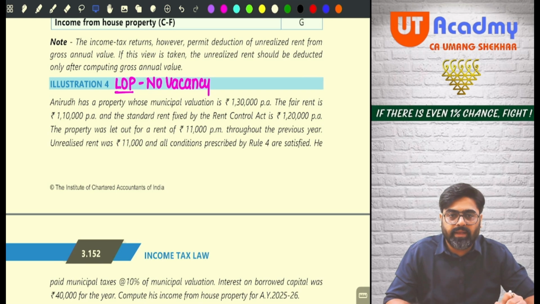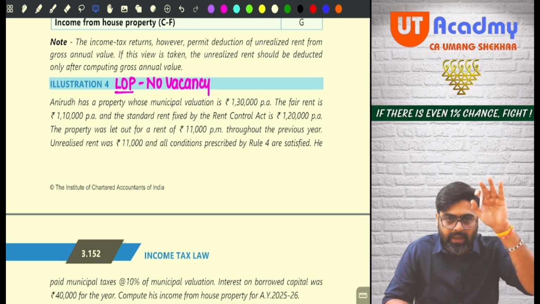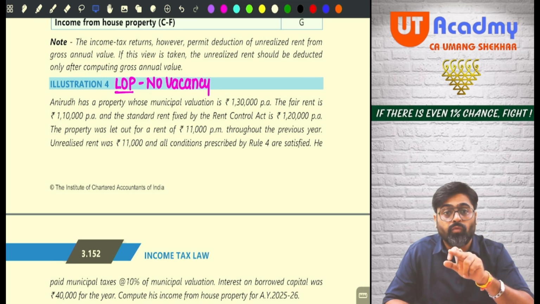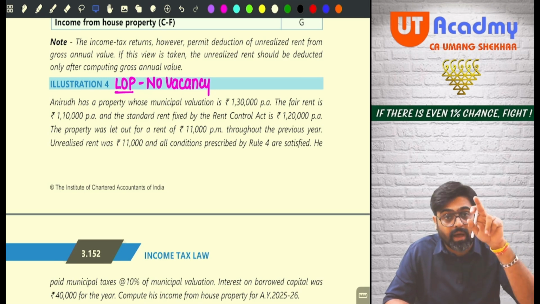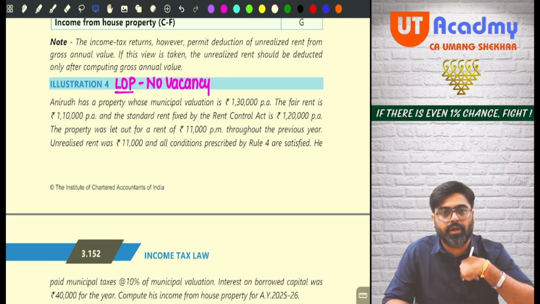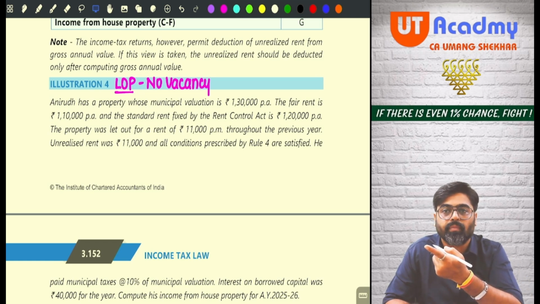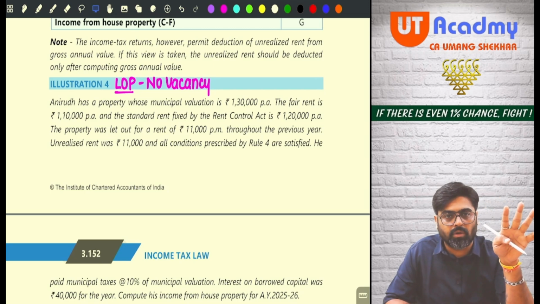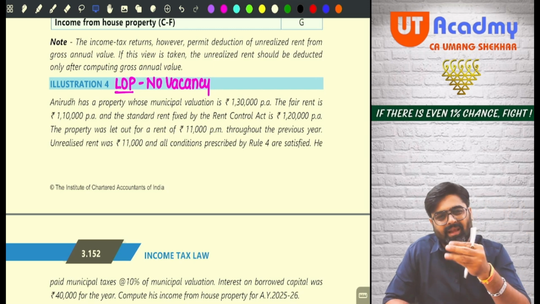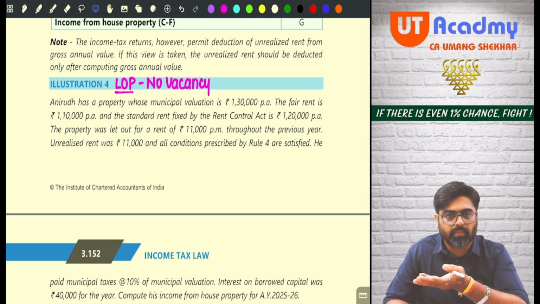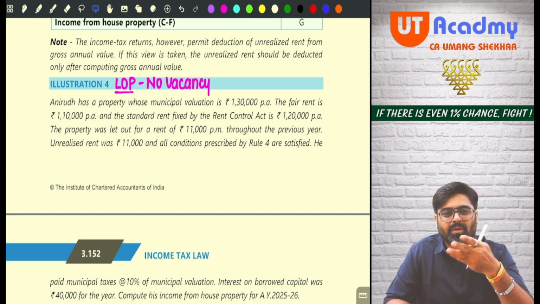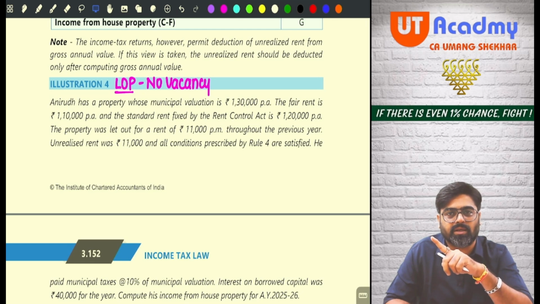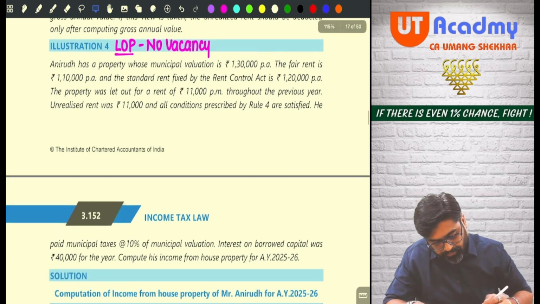Meaning that this unrealized rent you can claim as a reduction while calculating your GAV. From where we will reduce? We will reduce after calculating GAV. We will not reduce from actual rent. Okay, everyone? But alternatively, it can be reduced from actual rent also. Your GAV will be a little bit different. You will still get the full marks, but that will not be a logical answer. Hello, we discussed in the last lecture. Do you remember that? Okay.